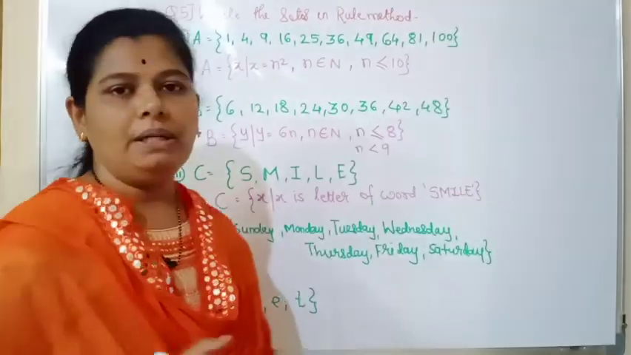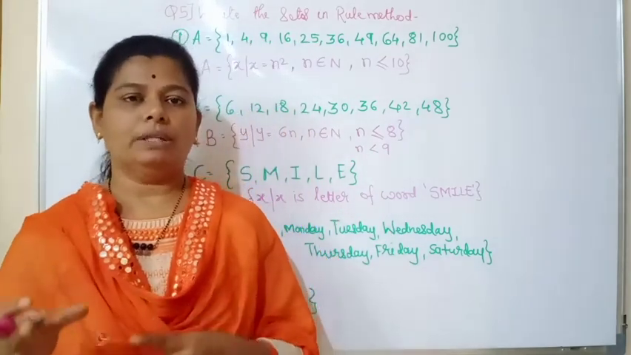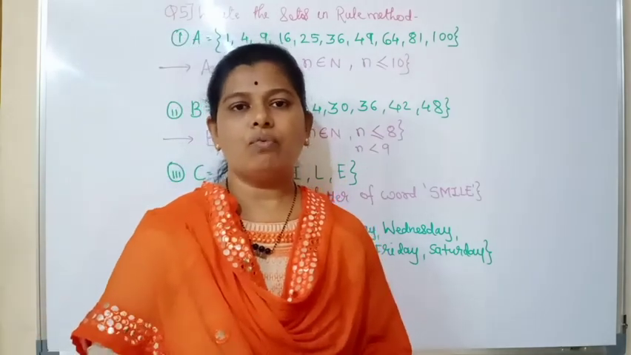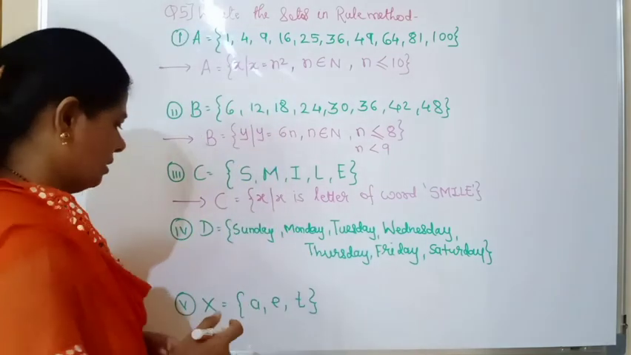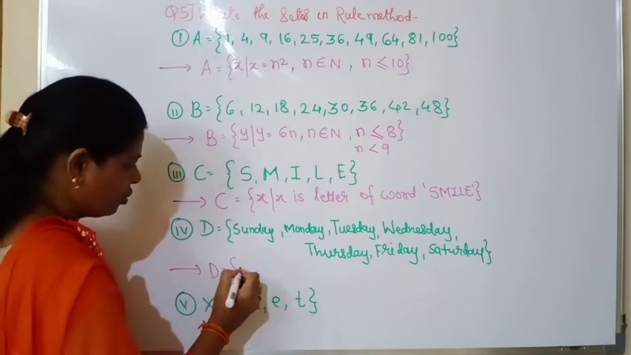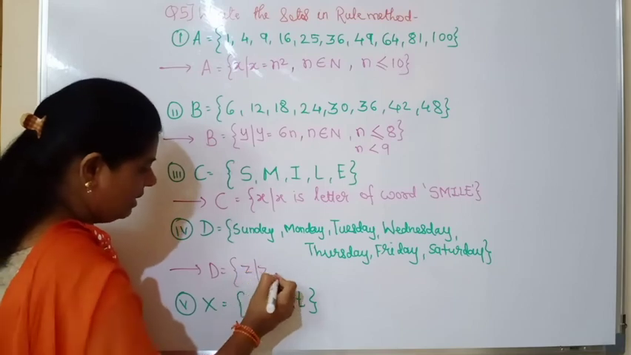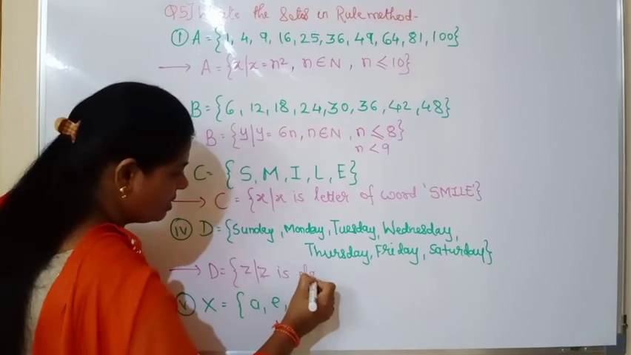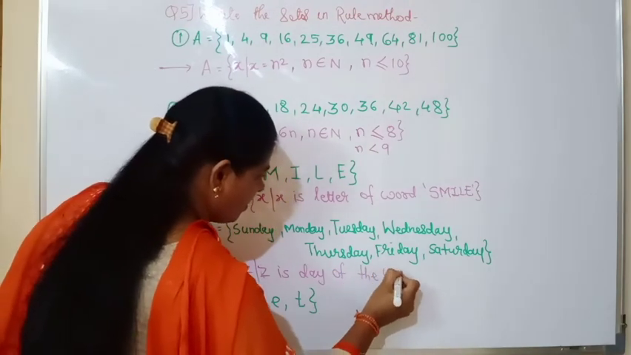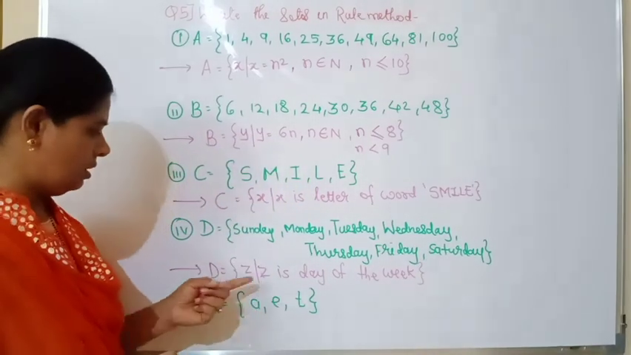Now the next example, in the set D, they have given us the 7 days of a week, that is Sunday, Monday, Tuesday, Wednesday, Thursday, Friday and Saturday. So it is a set of what? It is a set of days of a week. So we will write here, that is the set D, it is a set of all z such that z is a day of the week. Okay, so in this way we have finished the fourth one.